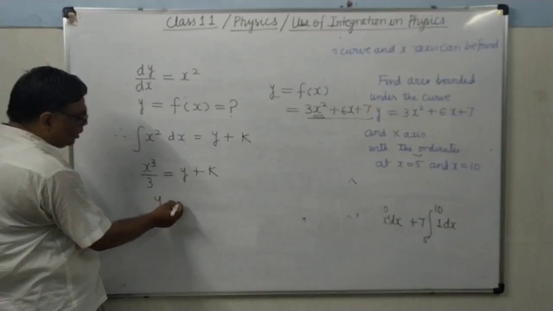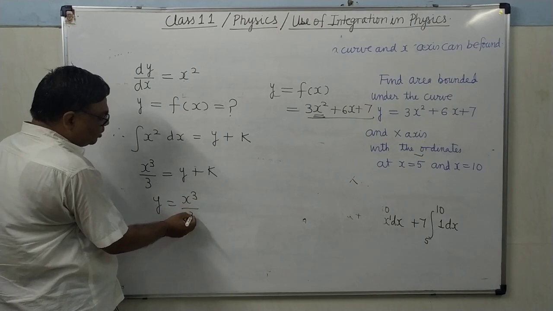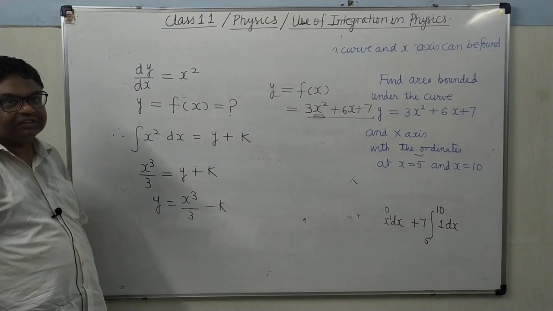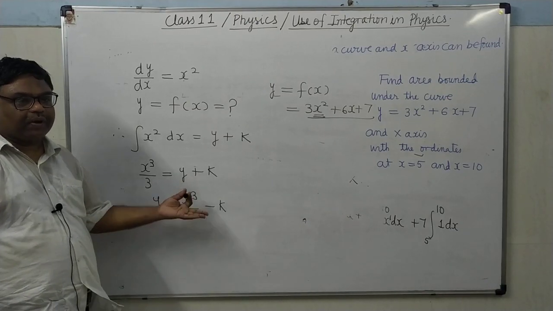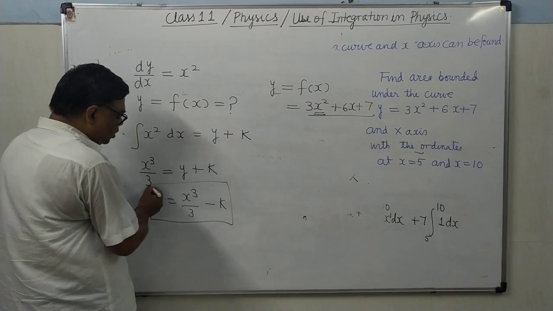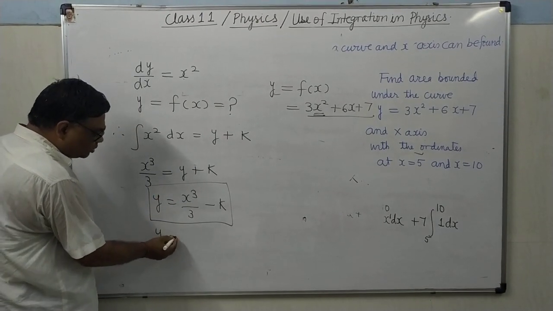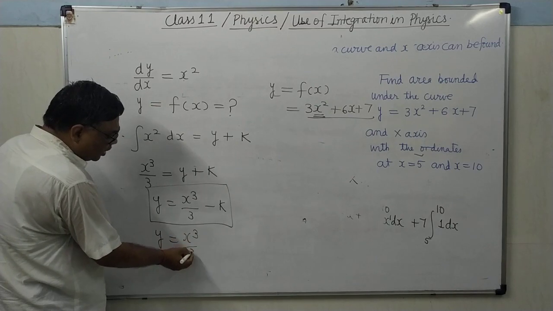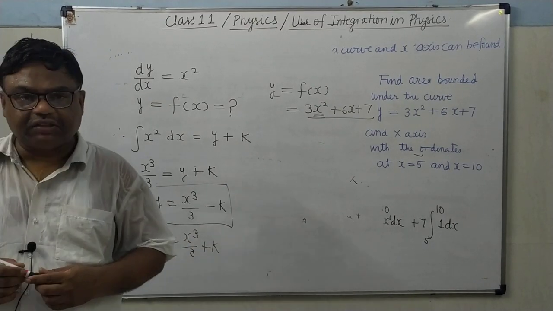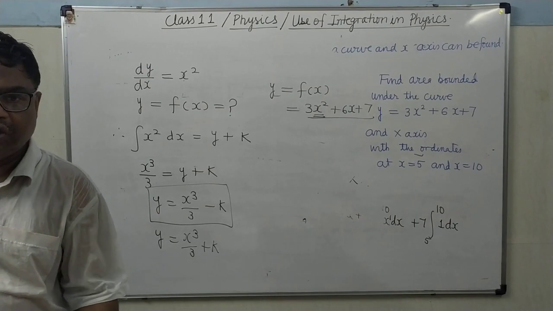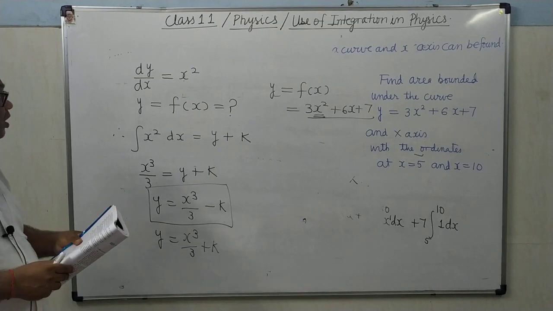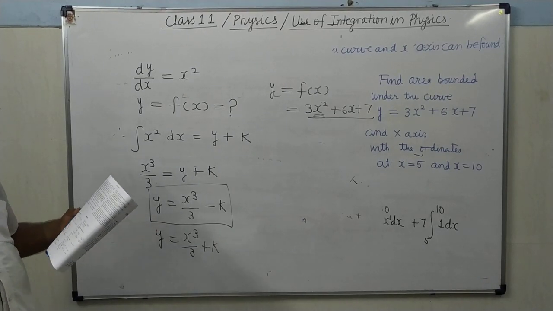Or we can write y equals x cube upon 3 minus k or plus k. Anything you can write, because k is constant. That k may have any value, positive or negative. Is it clear? So here we can write this way or this way. Any way you can write. Whether k is positive or negative, there is no difference. In every case, the differentiation of y will give you x square.